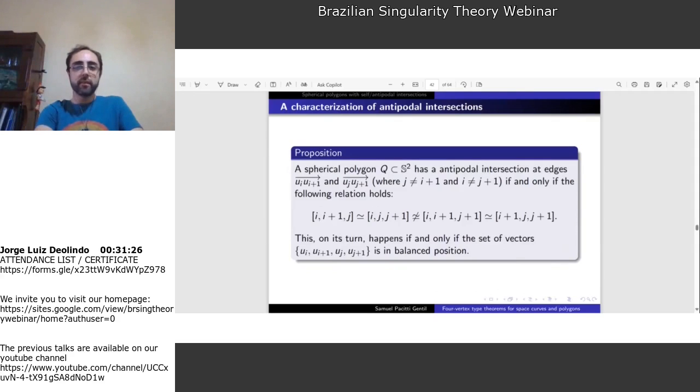And this relation here is similar to the notion of two edges having a self-intersection. The difference here is that we simply shifted this subscript, I mean, they are in different positions. This is the difference between antipodal intersections and self-intersections. And if we compare this relation with the balanced hypothesis condition, we see that this will happen if and only if the set of vectors is in balanced position.